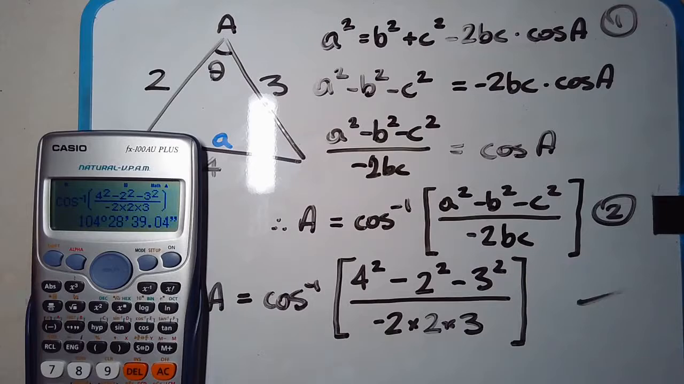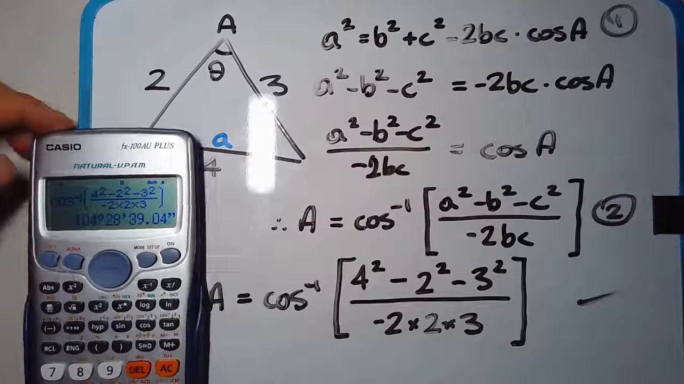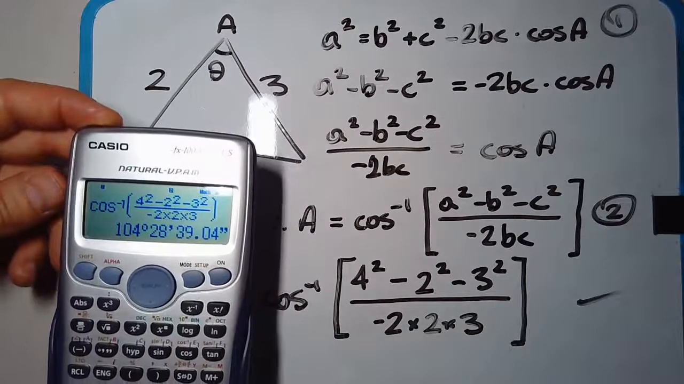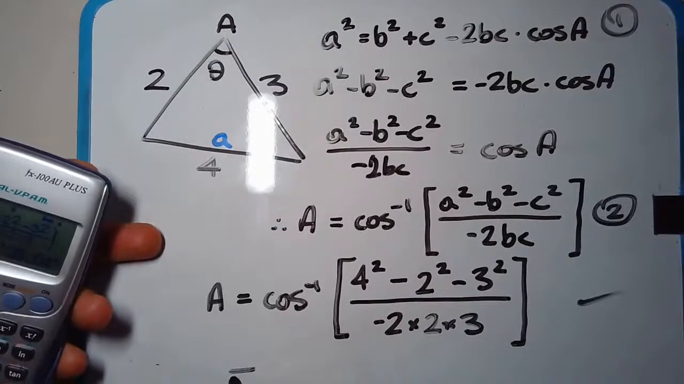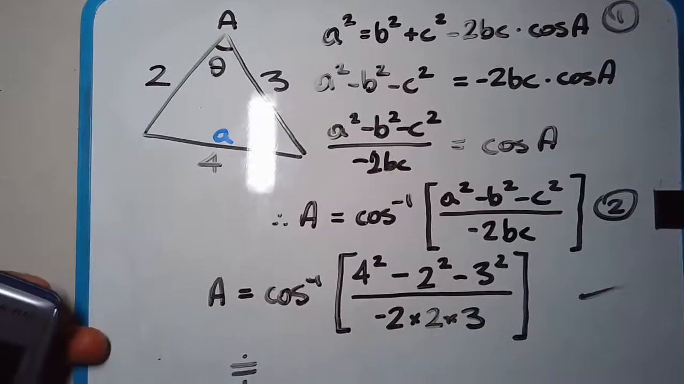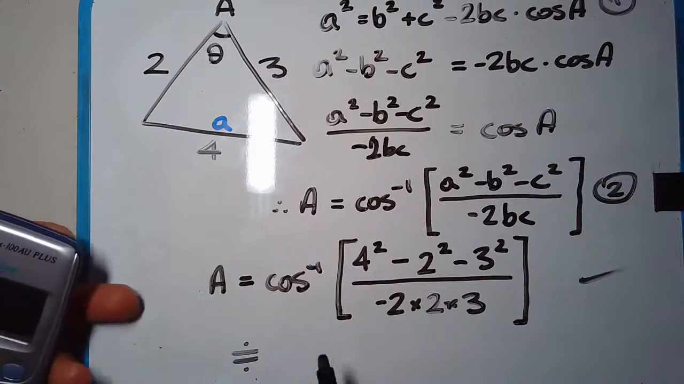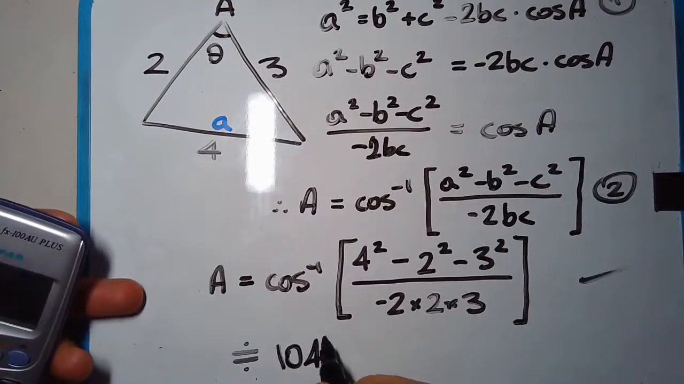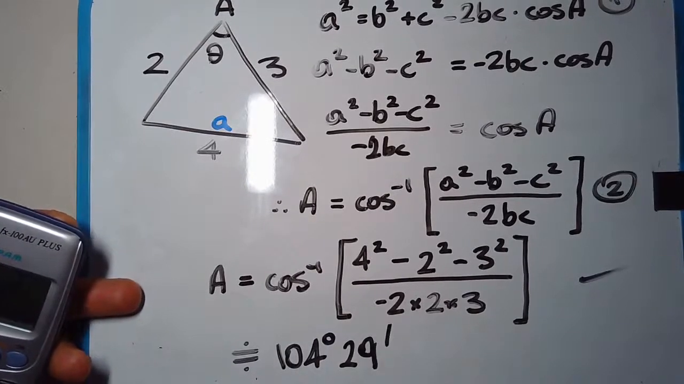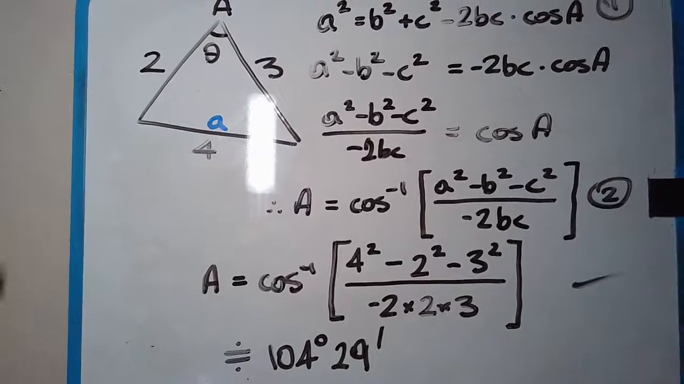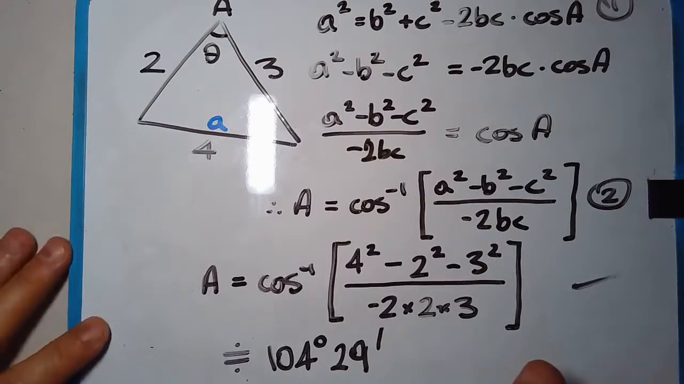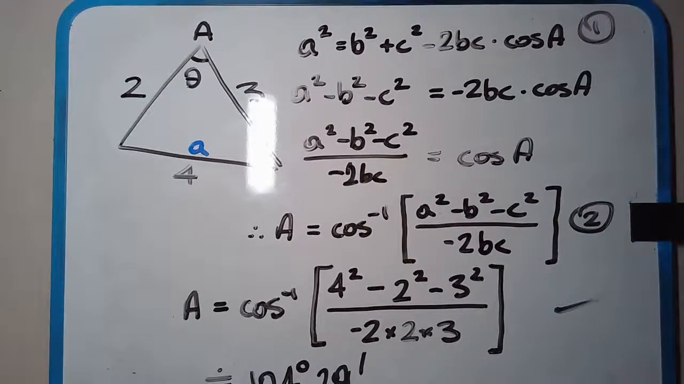Now, let's put in degrees and minutes. So we get 104 degrees and 29 minutes. So it's rounded, roughly equal to 104 degrees and 29 minutes. And so there's another application of the cosine rule, the cosine rule for a missing angle or an unknown angle. So now we have two situations where we can use the cosine rule.